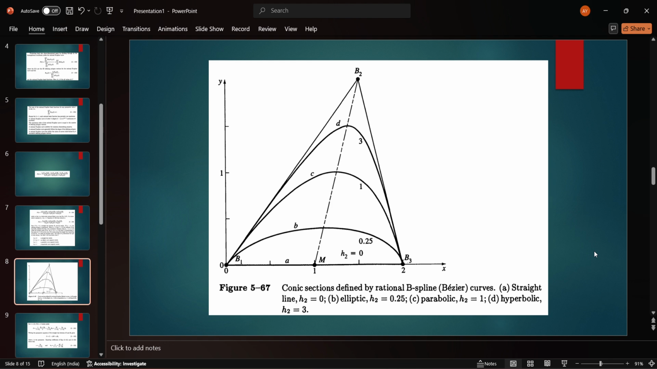So we can clearly see that when h2 is equal to 0, we have a straight line between b1 and b3. If elliptic, then h2 lies between 0 and 1. So if h2 is 0.25, then we will get the elliptic curve. If h2 is equal to 1, then we get a parabolic curve. If h2 is greater than 1, here h2 is given as 3, then we will get a hyperbolic curve.